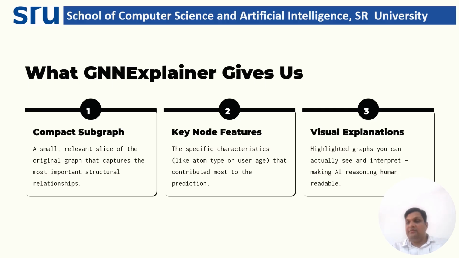What do we get from GNN Explainer? A compact subgraph, important node features, and visual explanation. So instead of guessing, we see the reasoning.